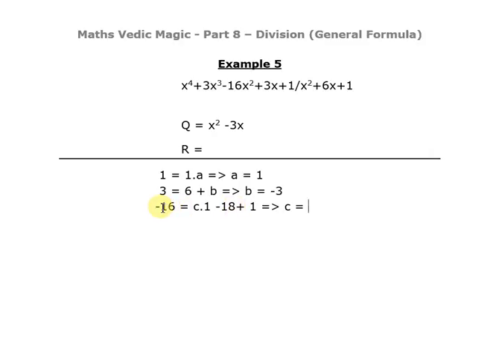Then comes the next term of the dividend, which is 1. 1 is equal to 1 multiplied by this 1, so 1 plus, let's say d, which gives us d equal to 0. So our remainder is nothing but 0.